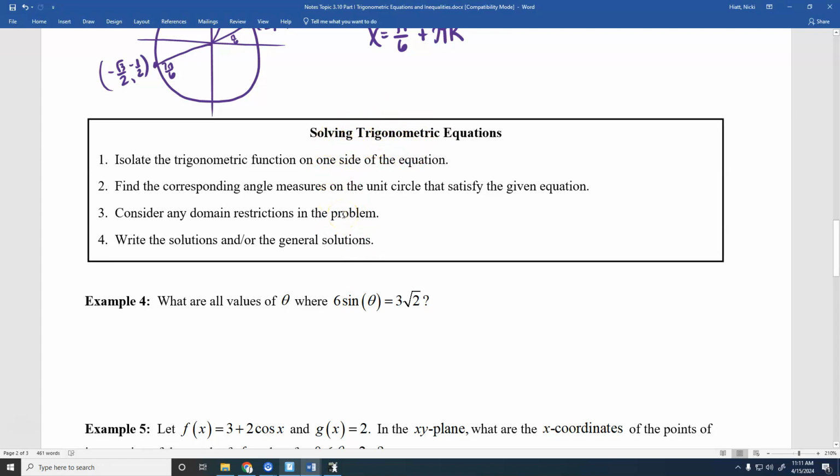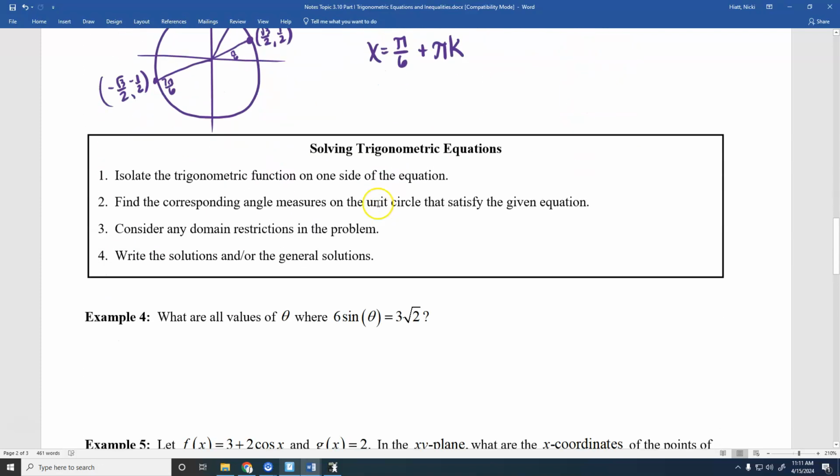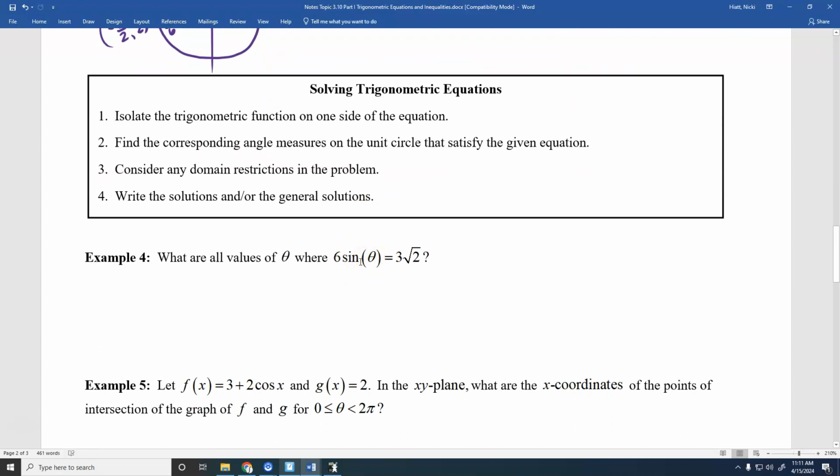So getting the sine function by itself, and really there's going to be some other possibilities, but this is for simple ones anyway. If I've got, what are all the values of theta where 6 sine theta equals 3 square root of 2, right? This is not like the problems I was doing up here because sine's not by itself. So what would I need to do to get sine by itself? I would divide by 6. So I would divide by 6 here, divide by 6 here. Whenever I divide by 6, I can reduce things that are on the outside of the square root, which means that 3 and the 6 can reduce. And I'm going to get square root of 2 over 2.